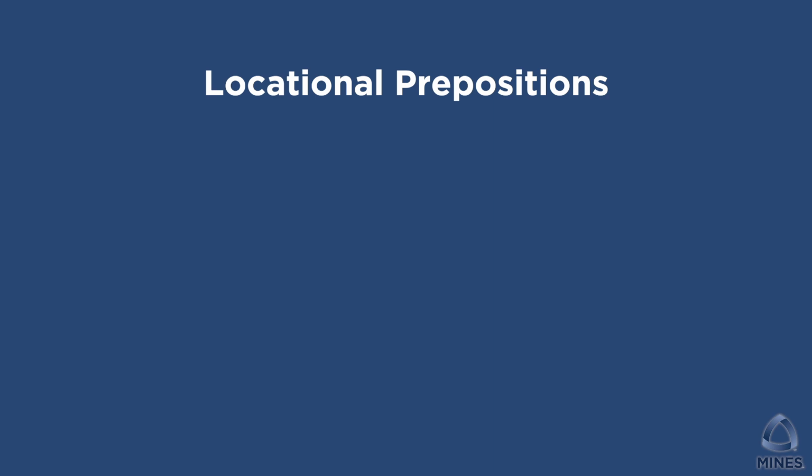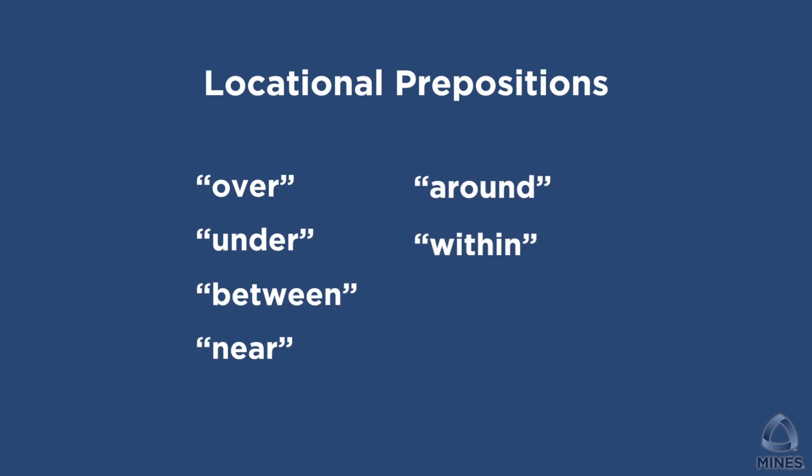Locational prepositions can also express proximity. Prepositions that determine proximity include over, under, between, near, around, within, and above.